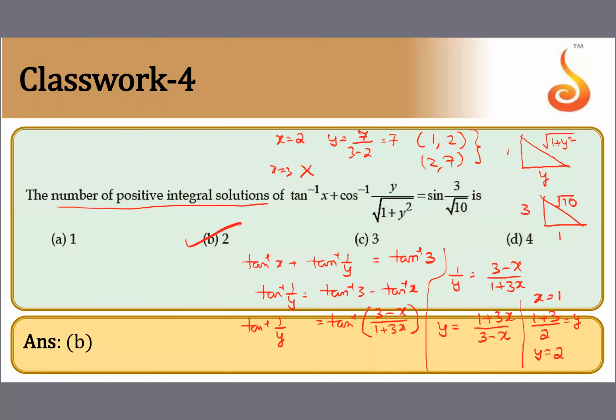Number of solutions will be 2. No other ordered pairs. Here x is also an integer, y is also an integer. You put any value, it won't satisfy further after x equal to 3 or 4, whatever may be. If you put 4, you get y negative. But he said number of positive integral solutions. So only 2 ordered pairs are possible, 1 comma 2 and 2 comma 7. So 1 by y is the danger part. That's why we keep it on the left hand side. Rest you take on the right hand side.